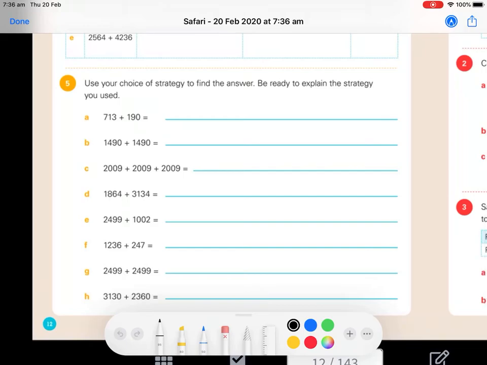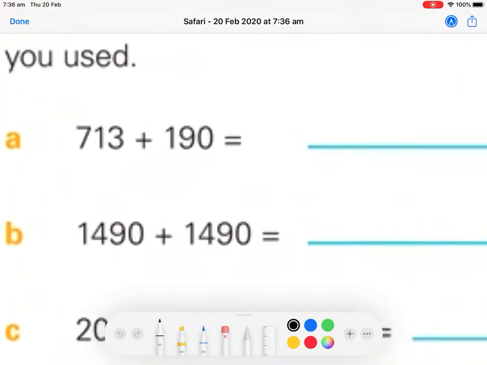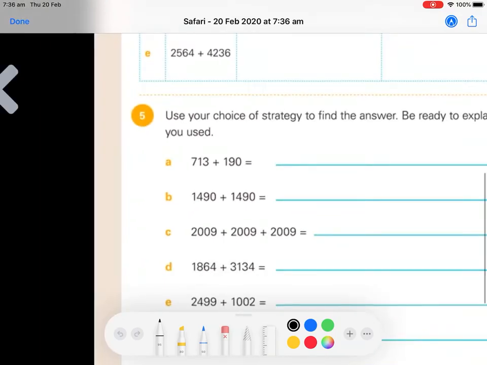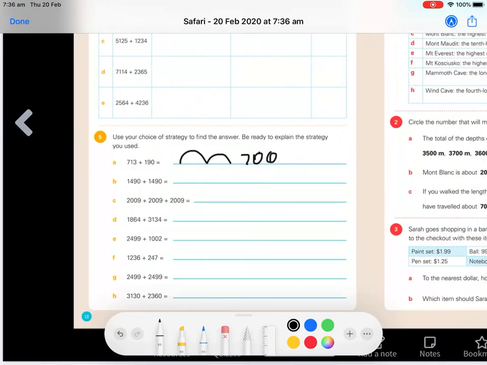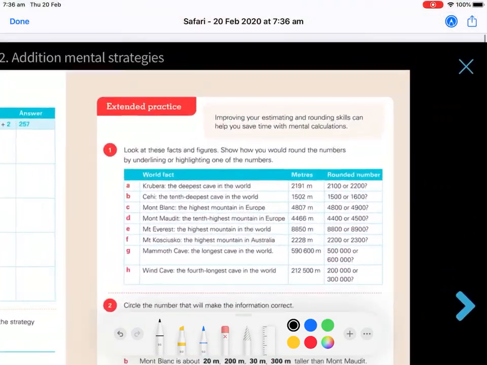Use your choice of strategy to find the answer. Be ready to explain the strategy that you use. So whatever it is that you will find easier to do 713 plus 190, whether it's do it on a number line with some jumps, whether it's splitting it up into its parts, whatever it is, it doesn't matter, but be ready to explain how you got it.